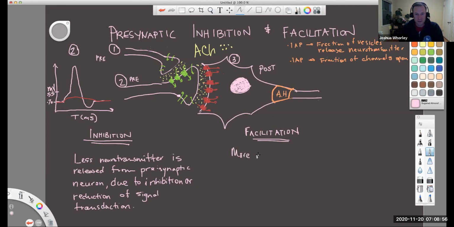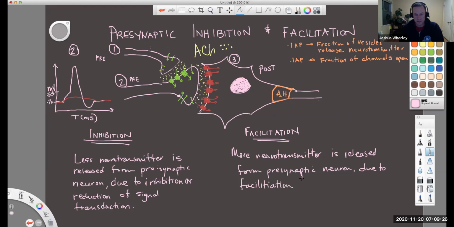more neurotransmitter is released from the presynaptic neuron due to facilitation, or sort of an increase of signal transduction.